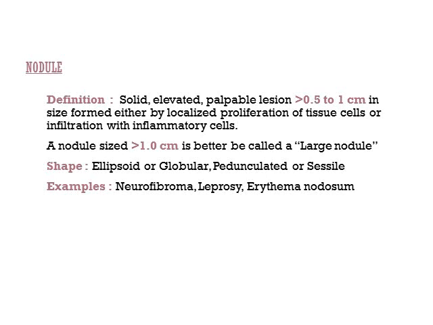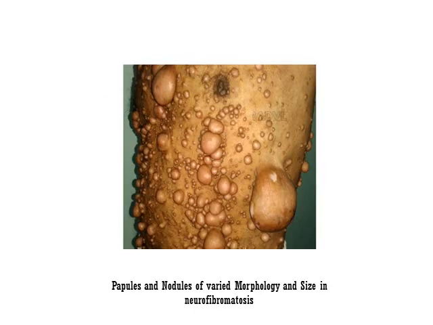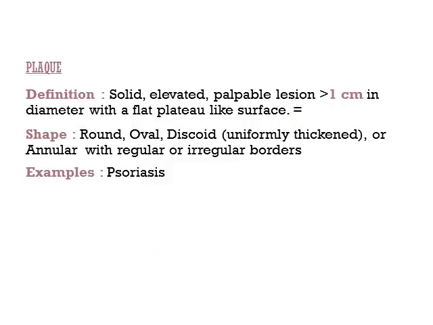So what is a nodule? A nodule is a solid, elevated, palpable lesion more than 0.5 centimeter. We spoke about papule, which is an elevated lesion less than 0.5 centimeter, whereas a nodule is more than 0.5 centimeter and has a slightly deeper component also. These are the pictures of papules and nodules.